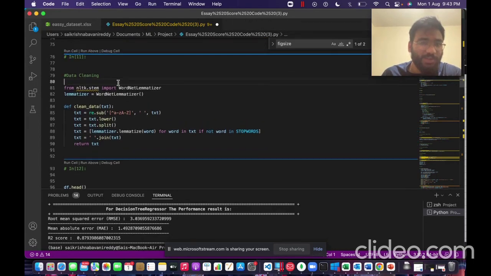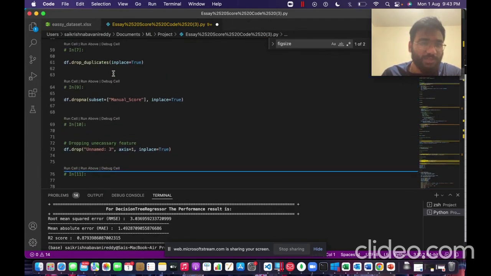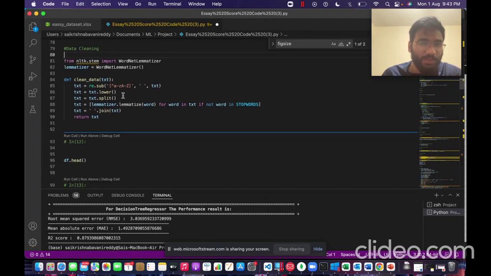I have taken the data which we have read. From the text data, I have removed all the numbers, symbols, commas, punctuation, and all. I only considered the letters, words which consist of alphabets. Then I made them lowercase and split them. After splitting, I iterated over each word and tried to find all the stop words that are present in the text data.